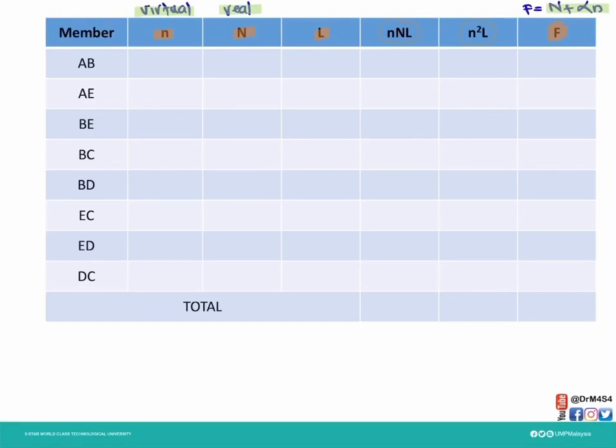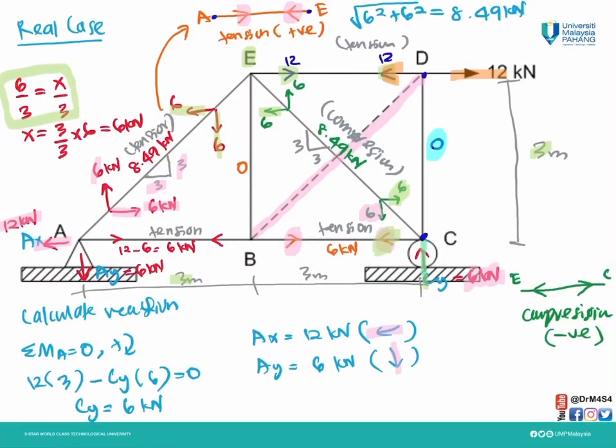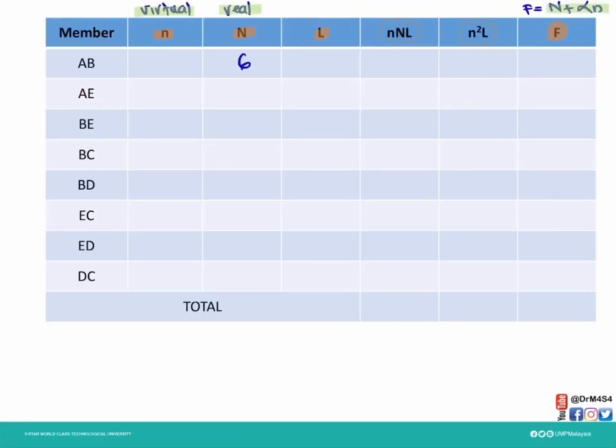Now let's have a look for member AB. So we go for a real case. Find out where is your AB member. This is member AB. The value for internal force is 6 kilonewton. It is tension, and for the tension is positive. Therefore, capital N is 6.